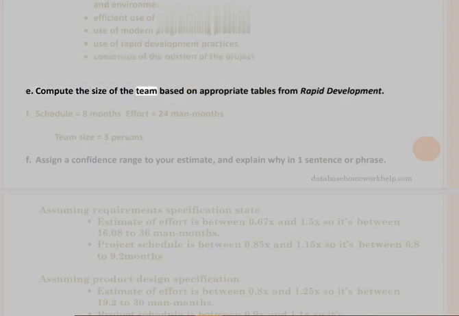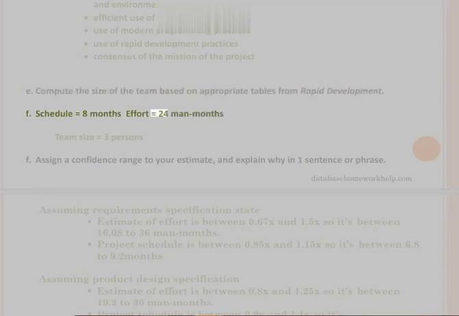E. Compute the size of the team based on appropriate tables from Rapid Development. Schedule equals 8 months, effort equals 24 man-months. Team size equals 3 persons. F. Assign a confidence range to your estimate, and explain why in 1 sentence or phrase.